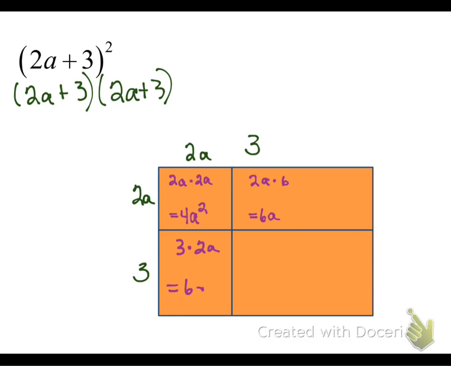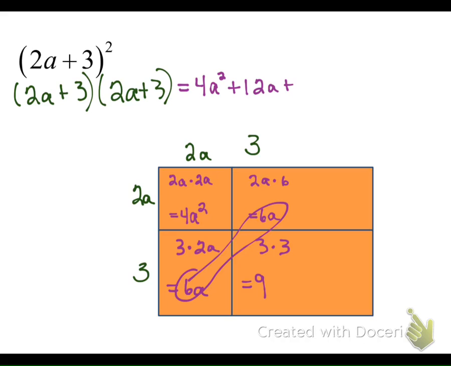All right. And Mackenzie, bottom right. Which is? Perfect. Kelly, what are my like terms? 6a and 6a. Okay. And Deja, how do I write my final answer? 4a squared plus 12a plus 9. Good. Nice job.